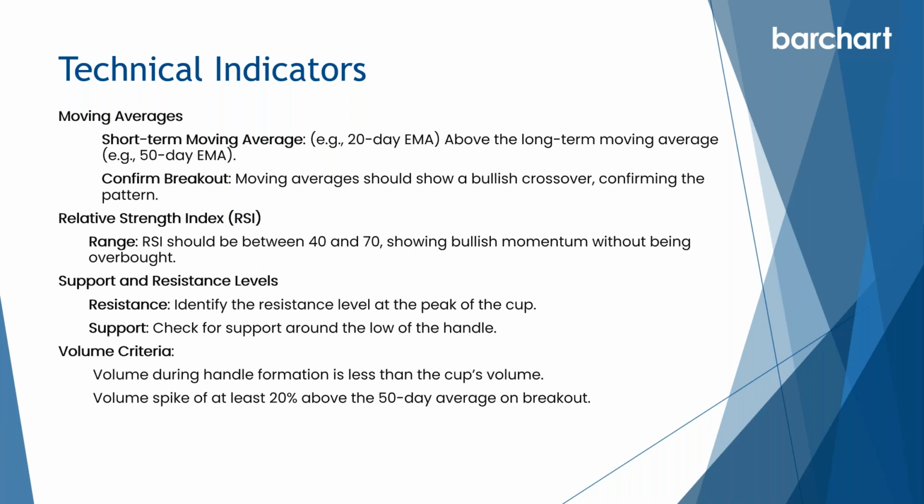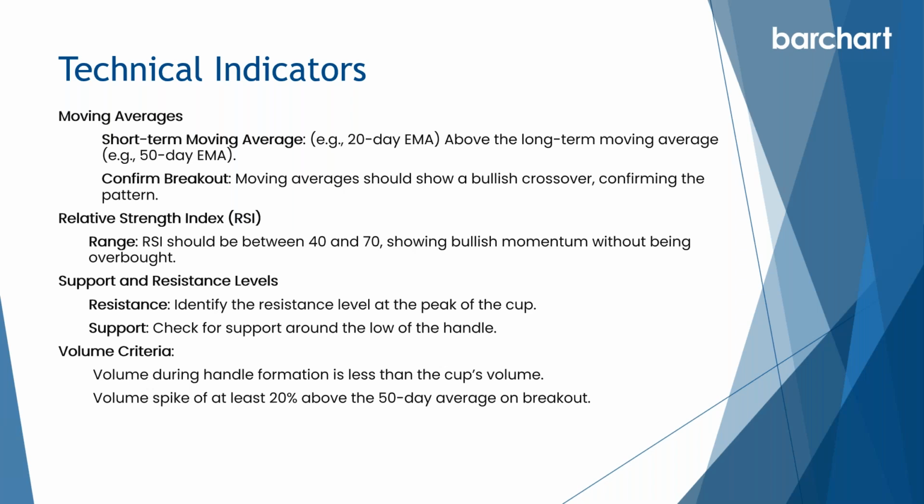Now, as far as support and resistance, we know where resistance is. Resistance is the right side of the cup or the top of the handle. But let's also check for support, and that support should be found around the low of the handle. I don't like to find cup and handles where the handle makes its own low. I want to make sure that low can correspond to, let's say, a previous high or a level of support that has already been created.